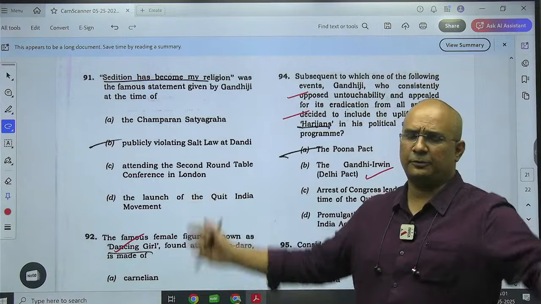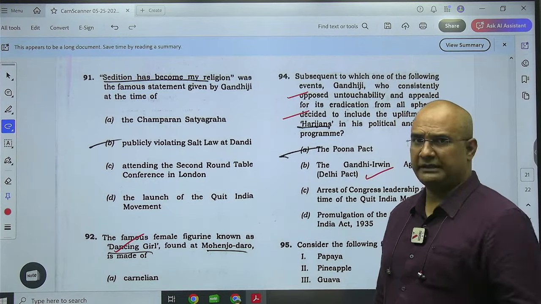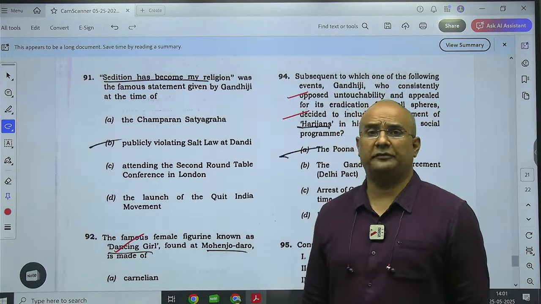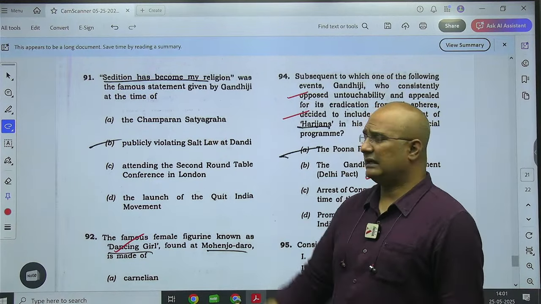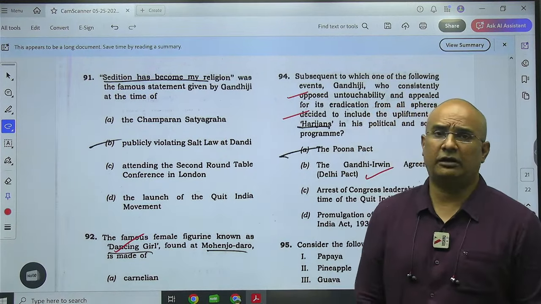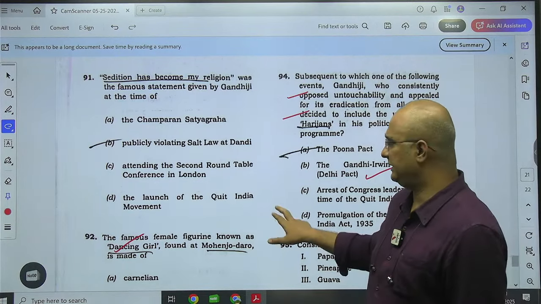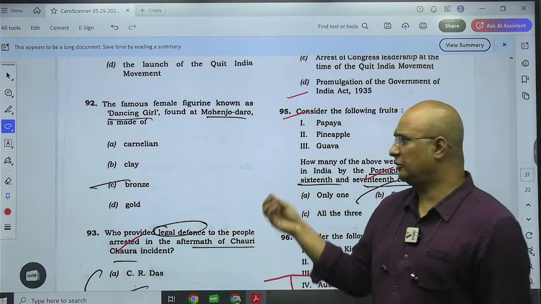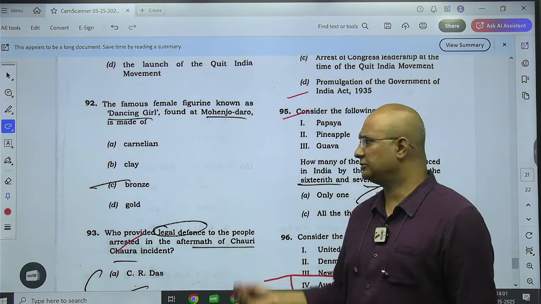And Gandhi is proclaiming sedition has become my religion, which clearly was a statement given by Gandhi in the context of the civil disobedience movement, where he was violating the government laws. And that's why the answer will be publicly violating the salt law at Dandi, that is Dandi March, civil disobedience movement. It is in this context that he made this statement. And 92 is such an easy question that no one can afford to miss this. It's coming from ancient India, from the Indus Valley civilization, and the question goes like this.